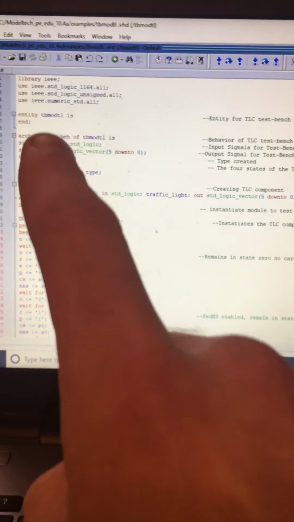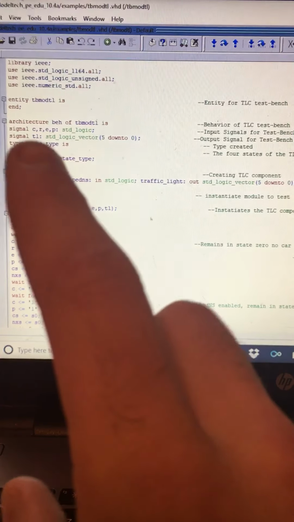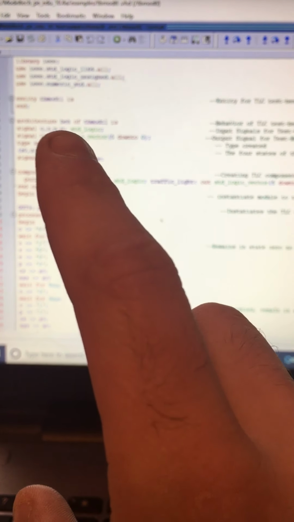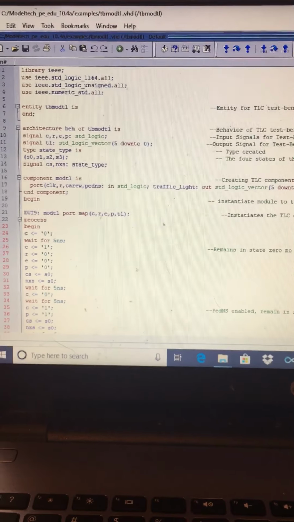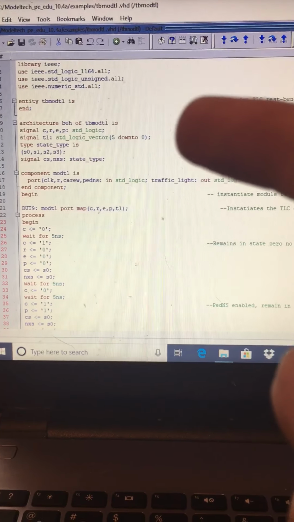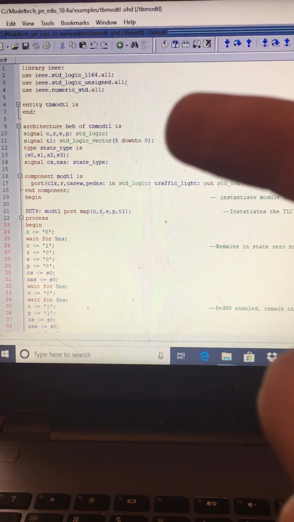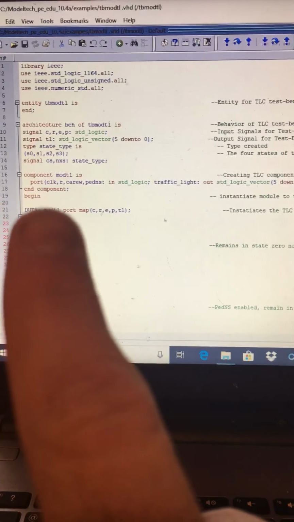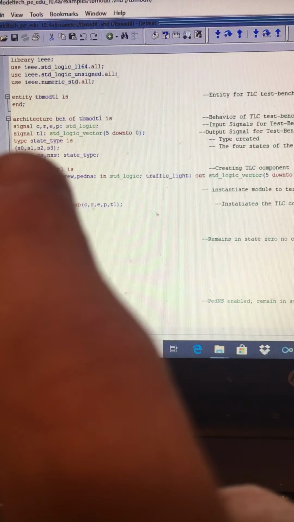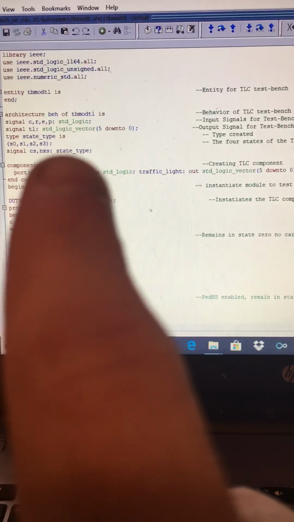Here is the entity for the test bench for the modified traffic light and the architecture. I created signals that are 4 1-bit inputs, and they're all in standard logic. And then I've got a 6-bit traffic light signal that will take that output. And then I created a state type that has 4 states: state 0, 1, 2, and 3. And then I created a signal, current state and next state of state type.